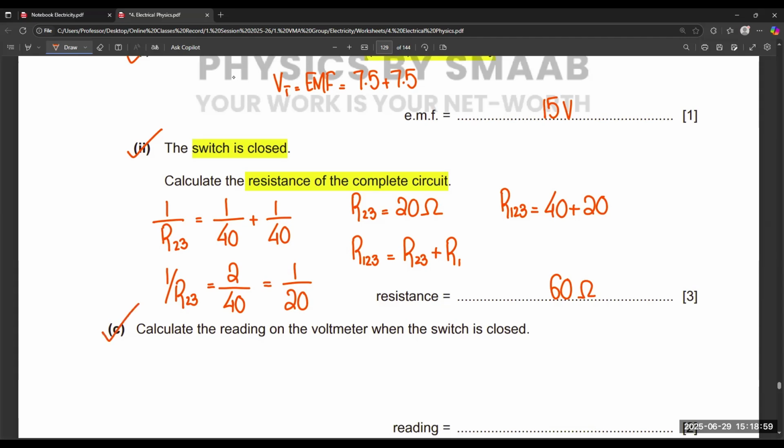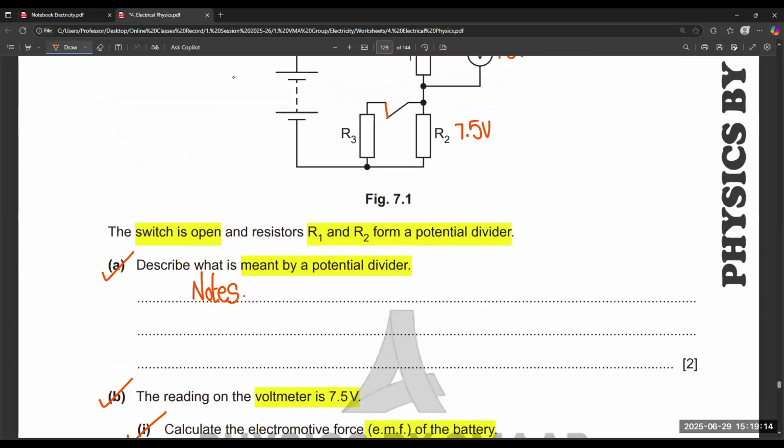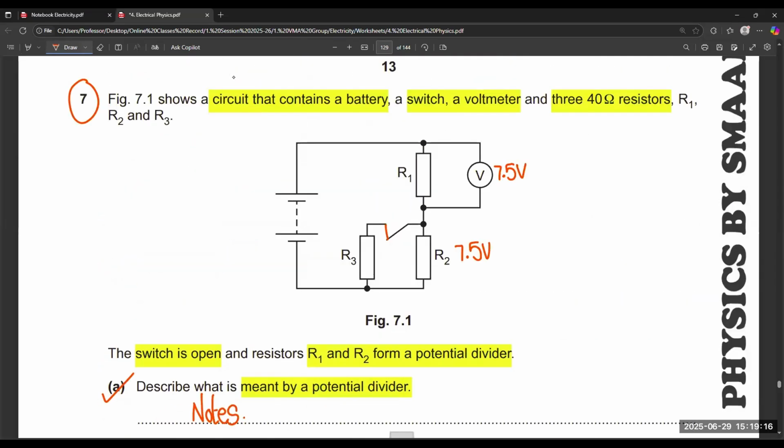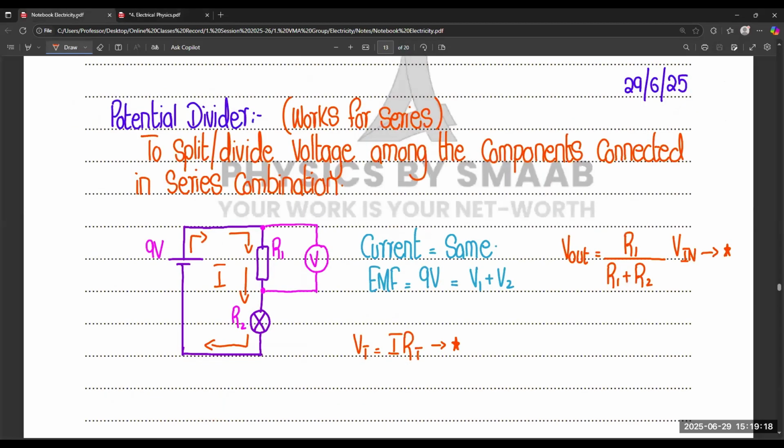C part, calculate the reading on the voltmeter when the switch is closed. Now the switch is closed and we have to calculate the reading on the voltmeter. As we discussed, the voltmeter is connected with R1, just like the circuit we discussed. If you want to apply the potential divider formula, you can, but before that we have to make some calculations.